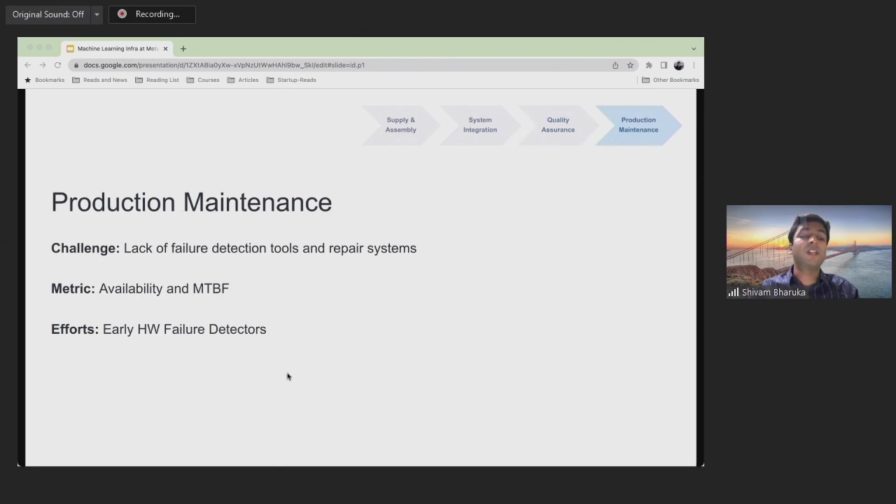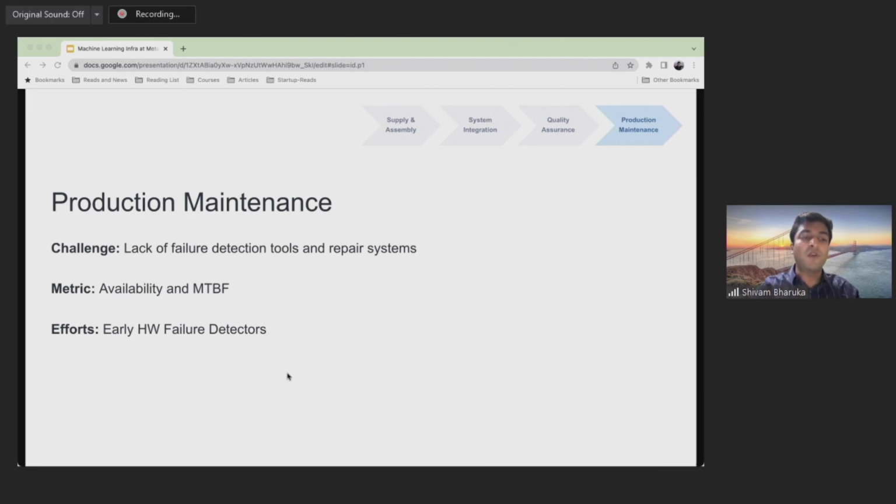The last step is maintaining the hardware in production. Once the hardware is handed over to our customers, we want to ensure that it stays healthy. The biggest challenge here is that we do not have enough systems to detect failures and repair them. What we noticed in our data center is AI hardware used to go to repair and come back and then go again. Like it used to be in a loop. This was due to the lack of the tools which we have to repair such systems.